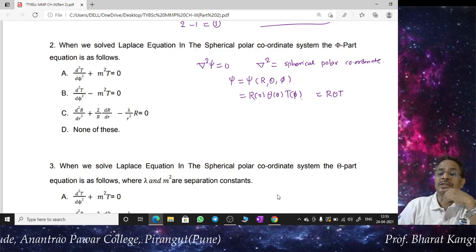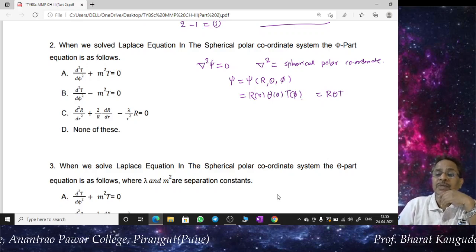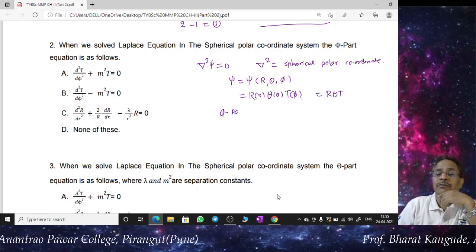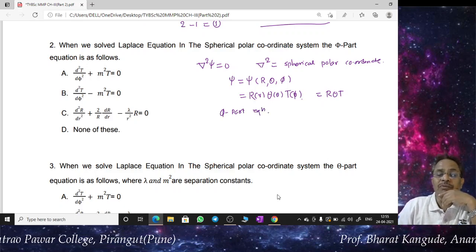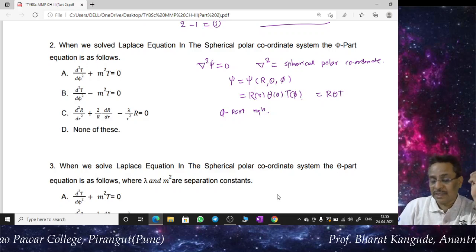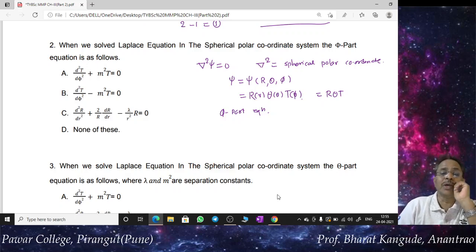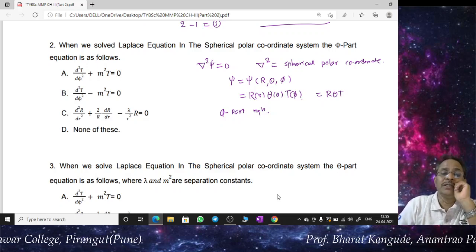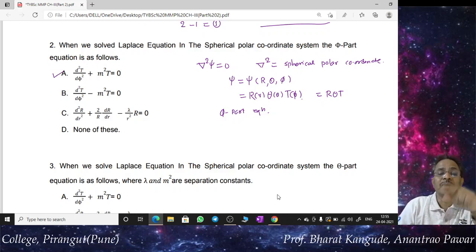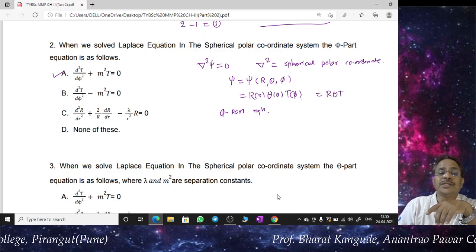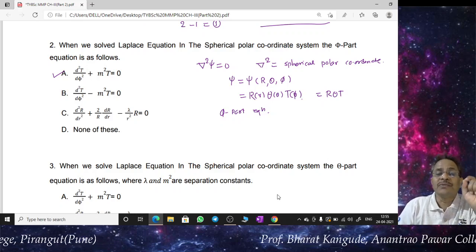So doing all these things, the first equation we separate is called the phi-part equation. For this we need to put the constant to be minus m square, and putting this constant we get this equation E: d square T upon d phi square plus m square into T is equal to 0. This is called the phi-part equation.